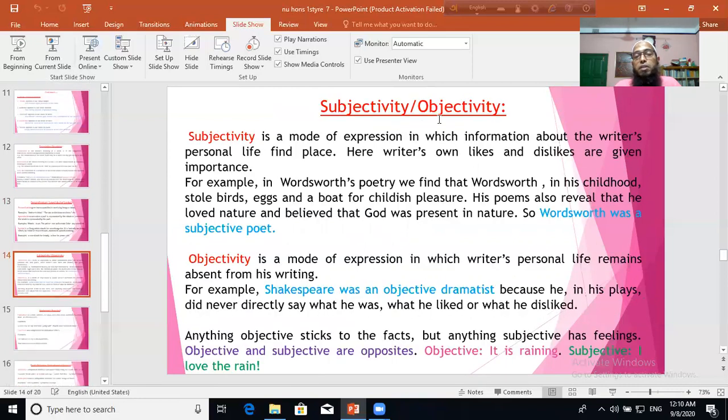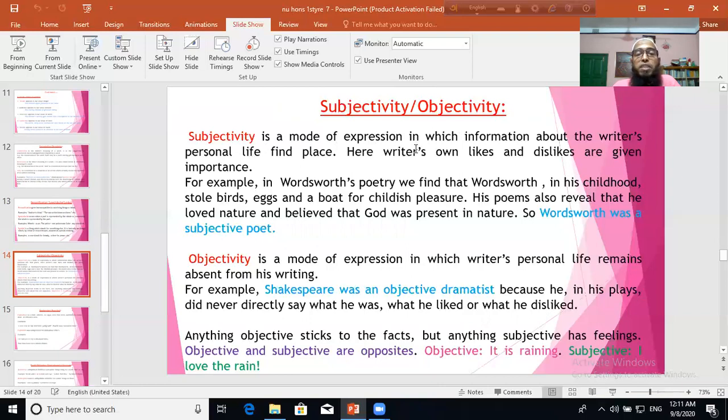Subjectivity and objectivity are very important. These are two very important literary terms that you must know, because when you are reading any text, you must know what type of text it is, what type of writing it is. Is it subjective or objective writing? Even when you are writing something, you should know what type of writing you are doing. Are you writing subjective or objective? That's why these two terms are very important.